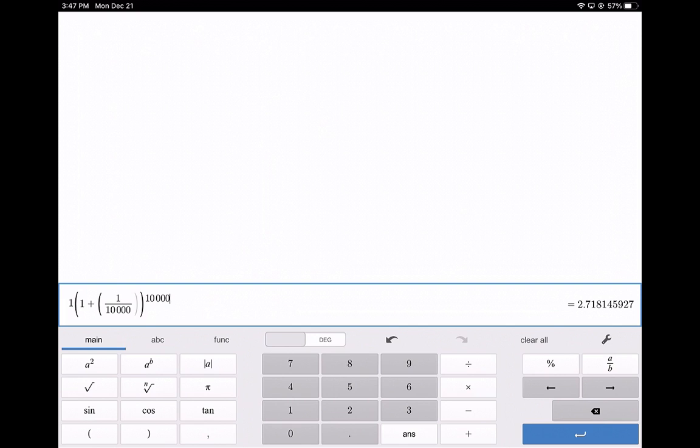So there it is. It's this number, 2.718145927. So I'm going to write that down. It's about 2.7181.